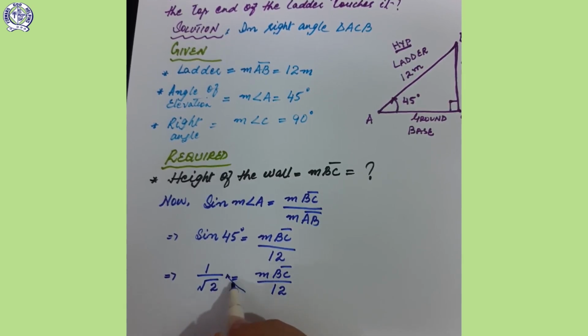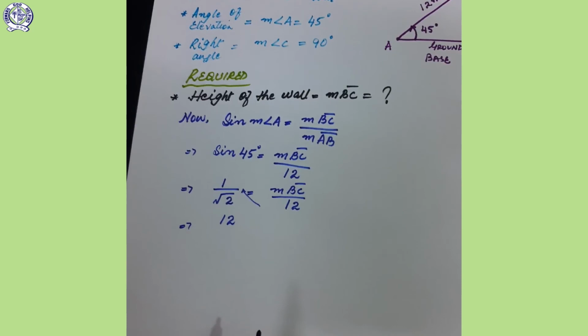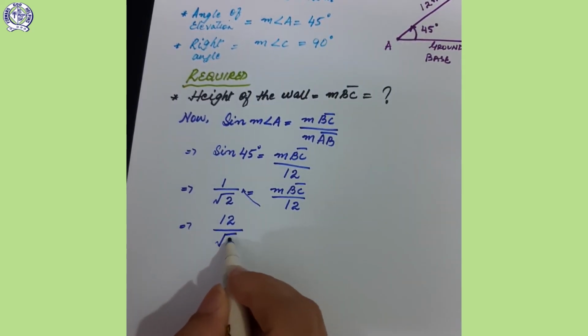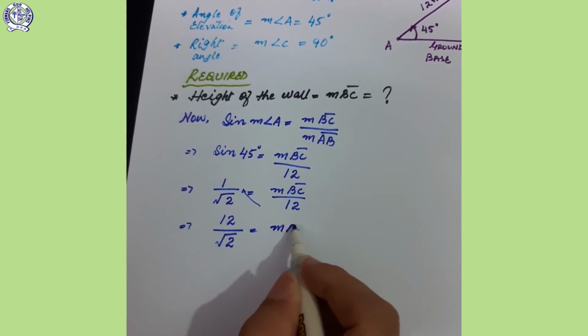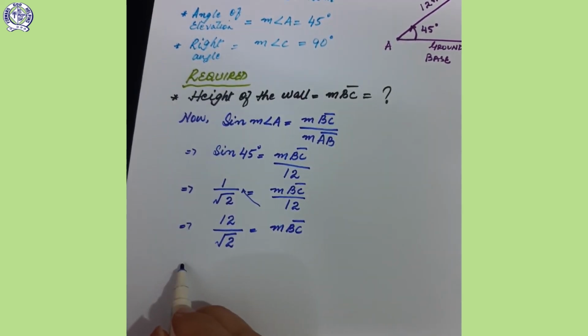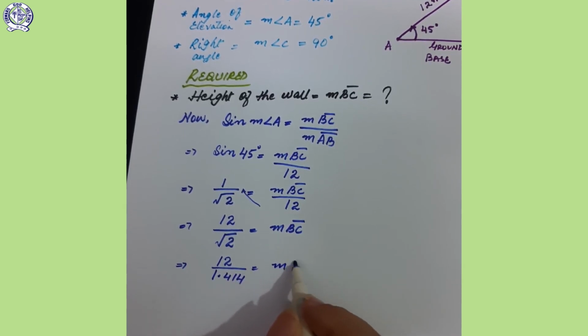Now you can cross multiply, so it will go up. 12 divided by root 2, so 12 divided by under root 2 is BC. Okay, and you can calculate the value of root 2. Okay, so 12 divided by root 2 is 1.414. So then you can divide with the calculator, use calculator. So answer will come 8.48 meters. This is BC.